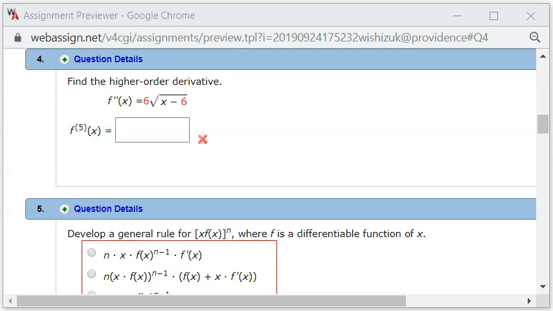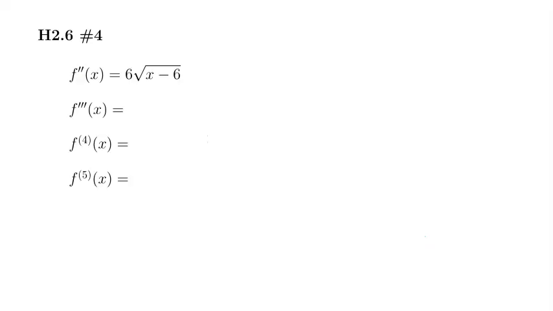All right, let's look at homework 2.6, problem number 4. We have the second derivative given, and we want to find the fifth derivative. So let's do that. We have 6 square root of x minus 6.